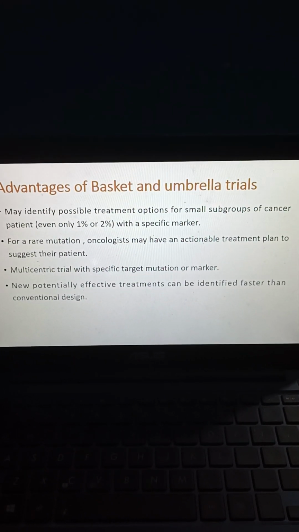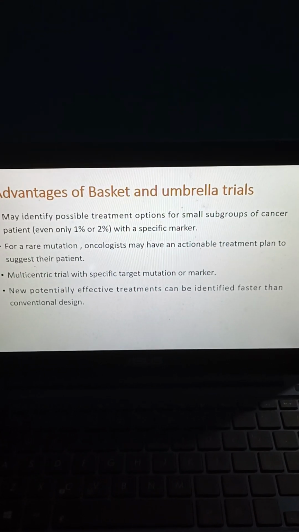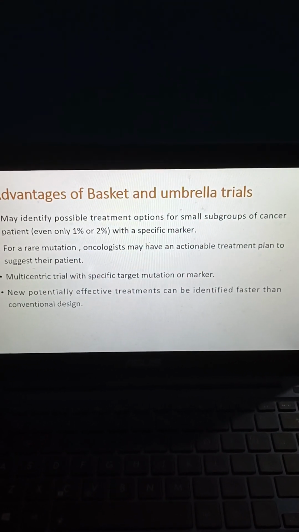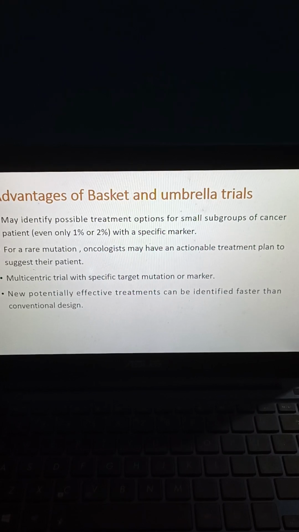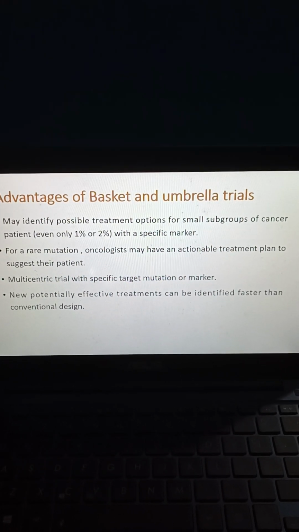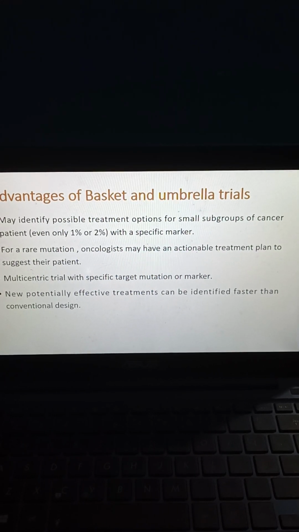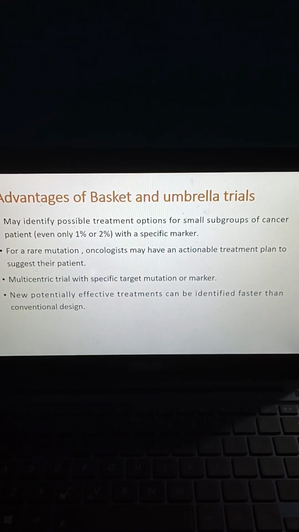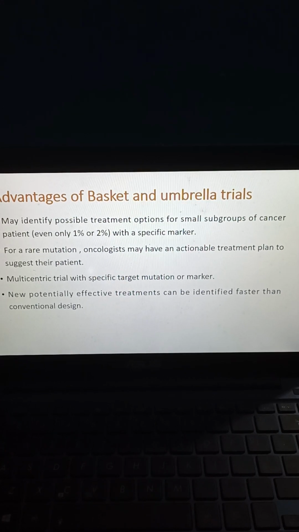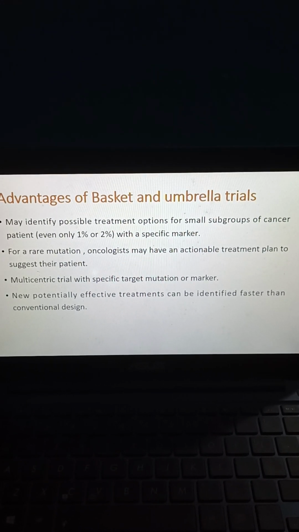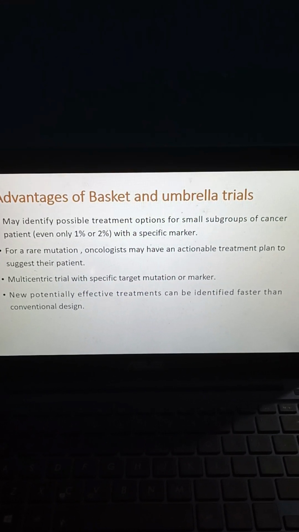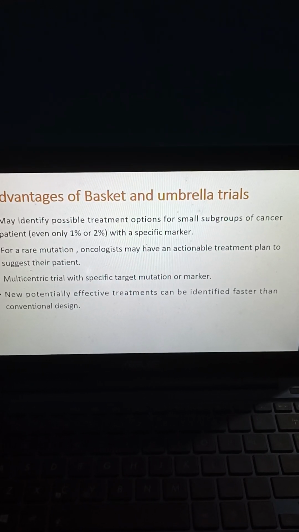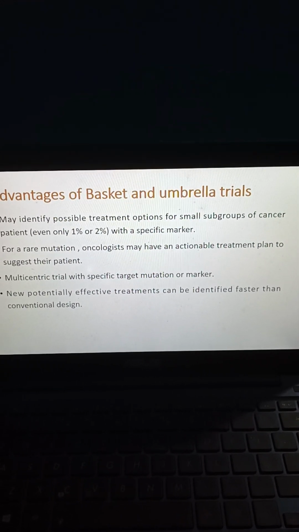Advantages of basket and umbrella trials: they may identify possible treatment options for small groups of cancer patients, even only 1% or 2% with a specific marker. For a rare mutation, oncologists may have an actionable treatment plan to suggest to their patient. Multicentric trial with specific target mutation or marker. New potentially effective treatments can be identified faster than with conventional design.